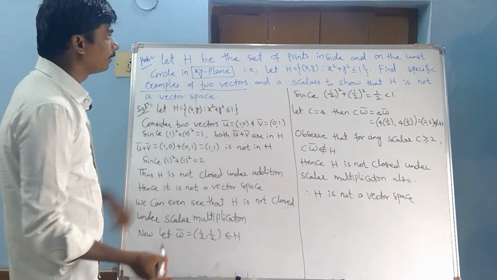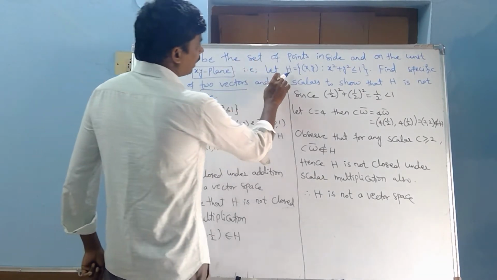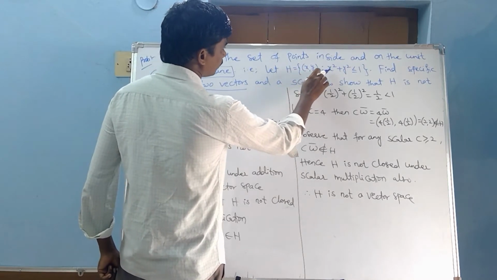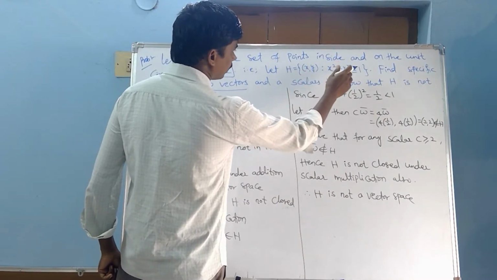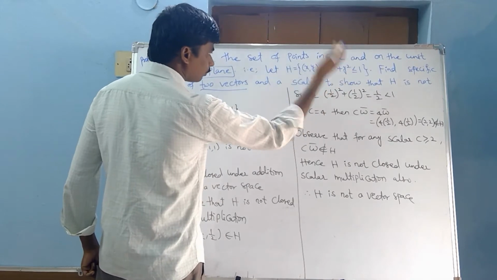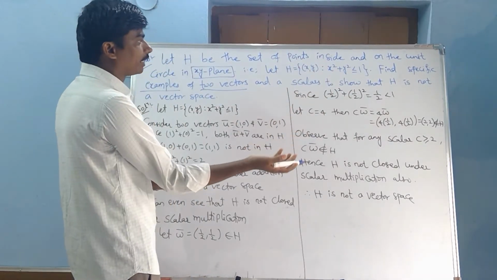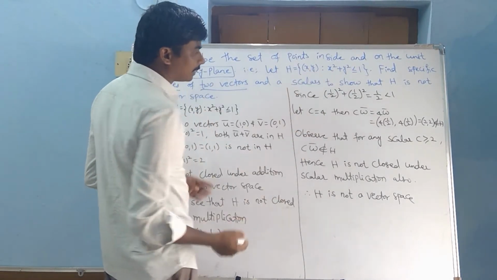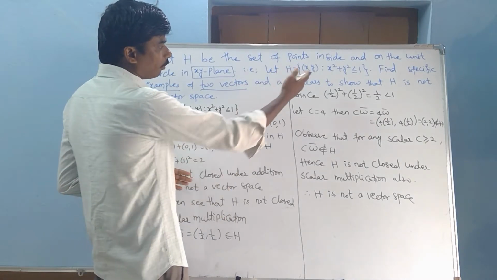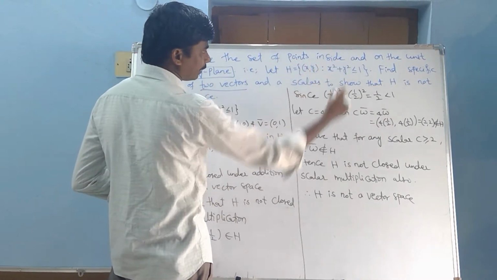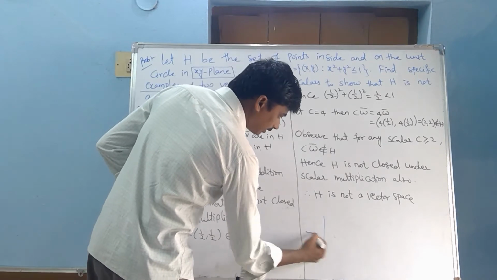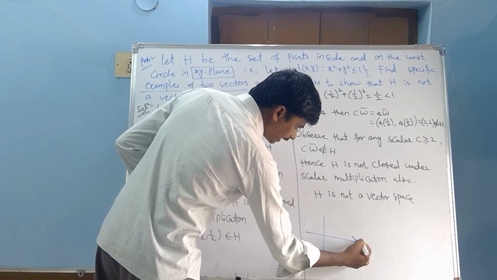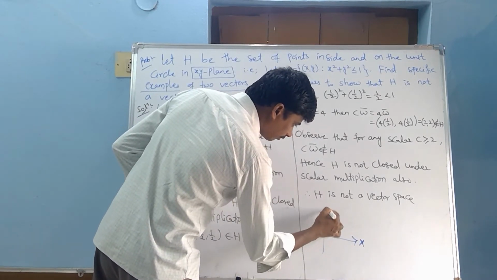See here, H equals (x, y) such that x square plus y square is less than or equal to 1. x square plus y square equals 1. Suppose here we have taken the origin circle. The origin circle is x square plus y square equal to 1. See here, this is the x axis and this is the y axis.